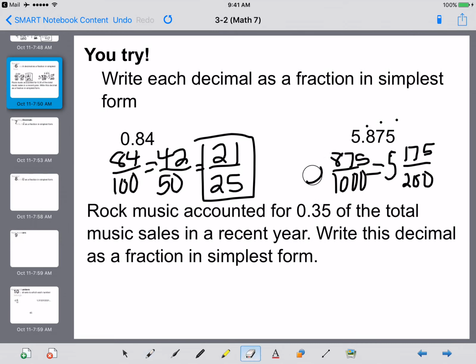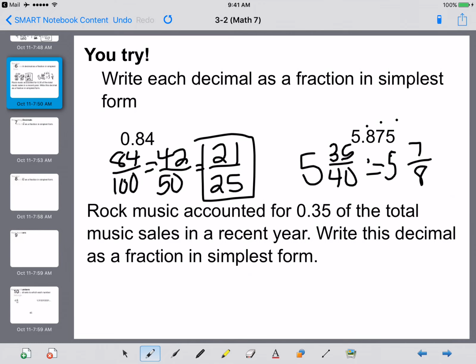I'm going to erase here. We're going to work backwards. 175 divided by 5 is 35. 200 divided by 5 is 40. I can keep getting smaller here. We're going to divide by 5 again. So 35 divided by 5 is 7, and 40 divided by 5 is 8. So 5 and 7/8 is our simplest form.